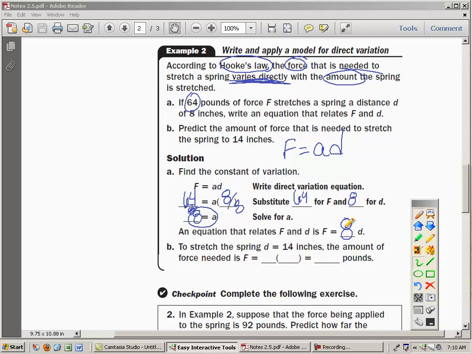So to stretch the spring 14 inches, we want to plug in our constant of variation, which is 8, and our D, which is 14. And then we're going to go ahead and do that calculation, and 14 times 8 comes out to 112 pounds of force. So that means we need 112 pounds of force to stretch that spring 14 inches.